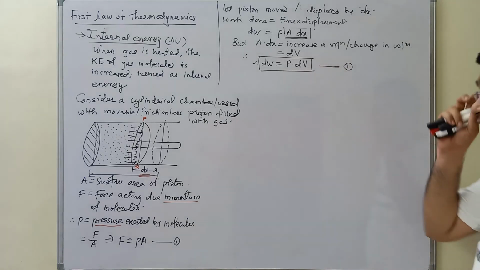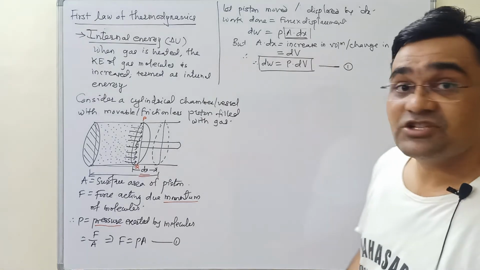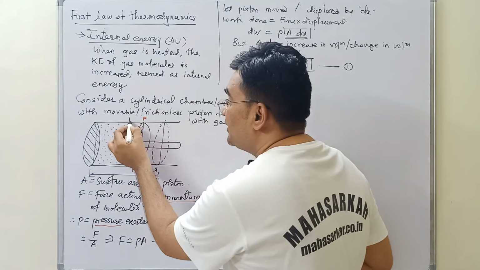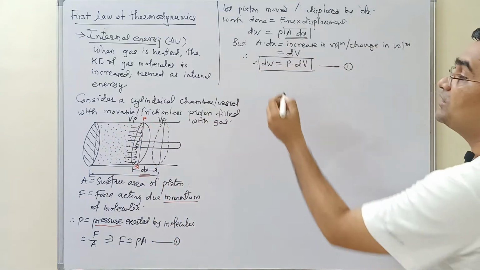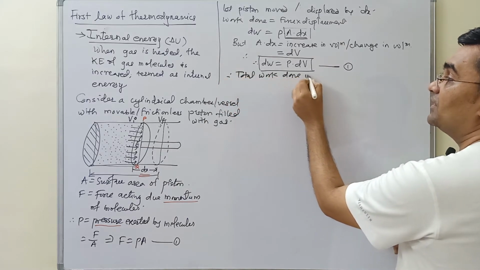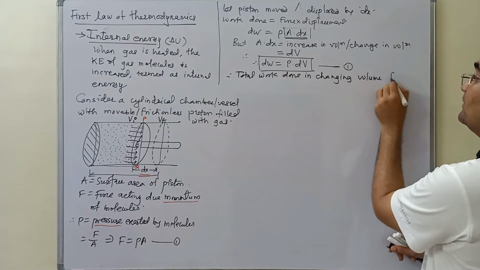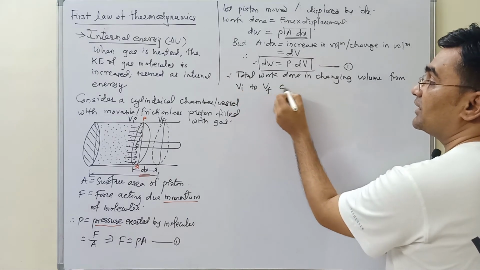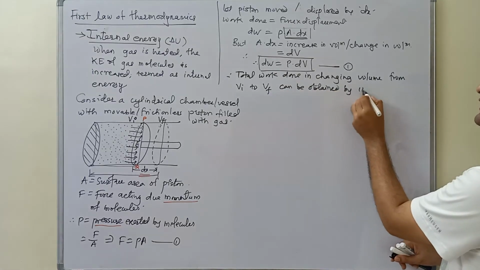Now when we discuss this formula with some fixed changes, suppose the initial volume of that cylindrical chamber or vessel was Vi, and that volume changes from Vi to Vf, then how will you find the total work done? The total work done in changing volume from Vi to Vf can be obtained by integrating equation 1.